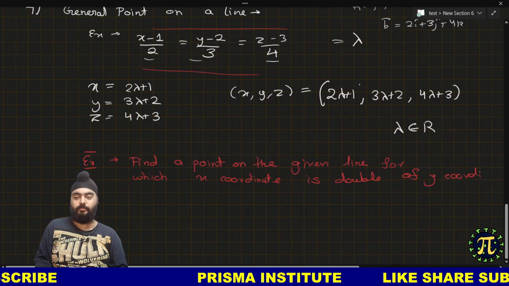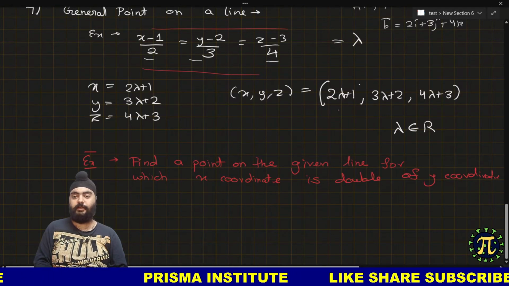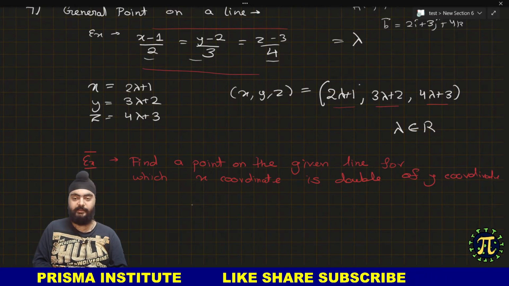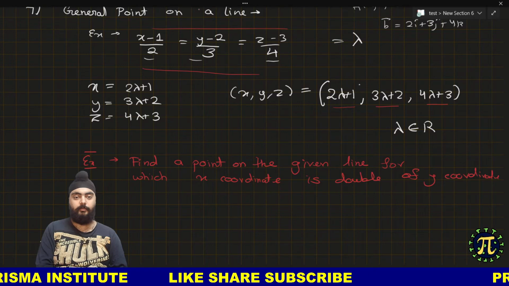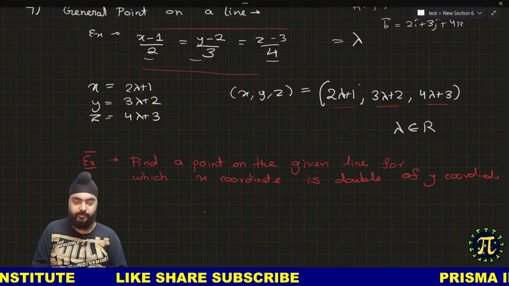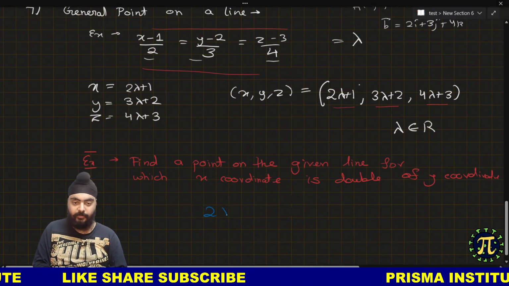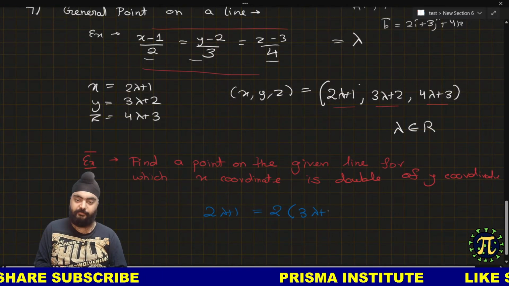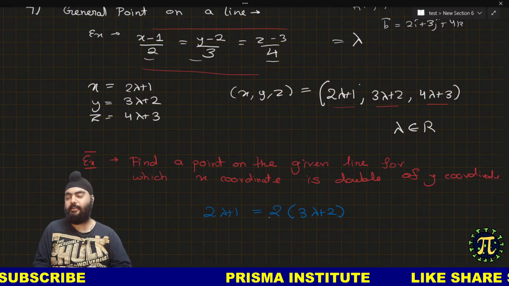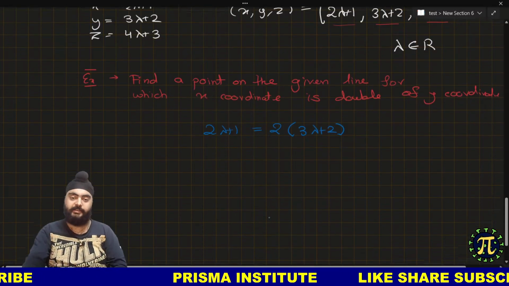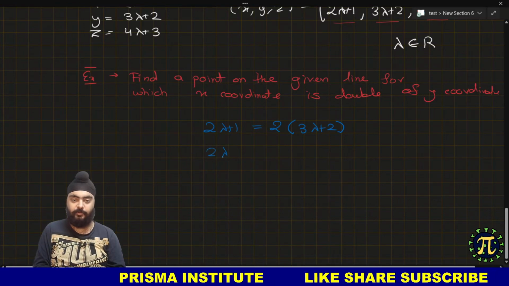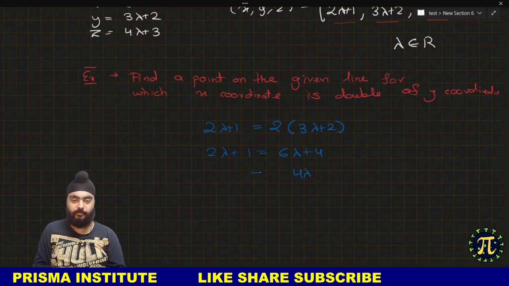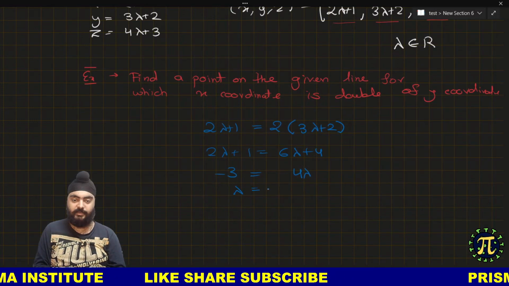To do this question, you first need to find the general point on the line, which is 2 lambda plus 1, 3 lambda plus 2 and 4 lambda plus 3, and we'll write the general point in the form of the equation. Now, what is the x coordinate? So 2 lambda plus 1 is double the y coordinate, which is 3 lambda plus 2. We can find the value of lambda from this equation, and in that sense we can find the point itself which will lie on the line. So I will get 2 lambda plus 1 is equal to 6 lambda plus 4, and I get 4 lambda is equal to minus 3, and lambda is minus 3 by 4.